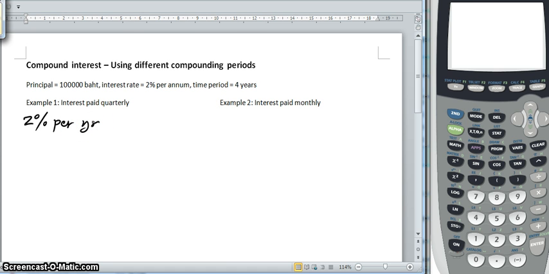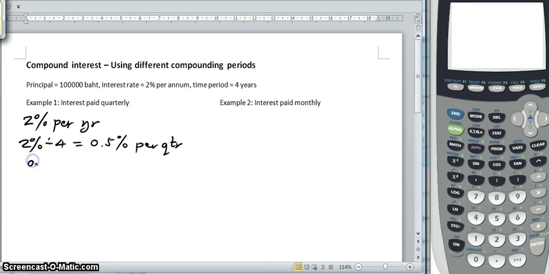Well, 2% a year paid quarterly, we need to divide that 2% by 4. So each quarter we're going to pay 0.5%. Right, so that's per quarter. Let me put per quarter. Alright. Now 0.5%, what does that look like?